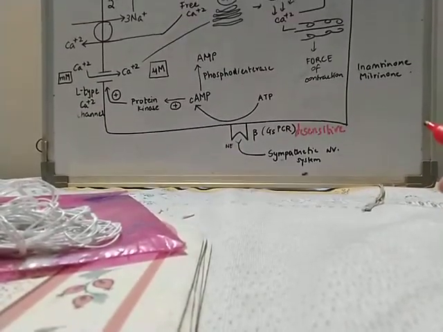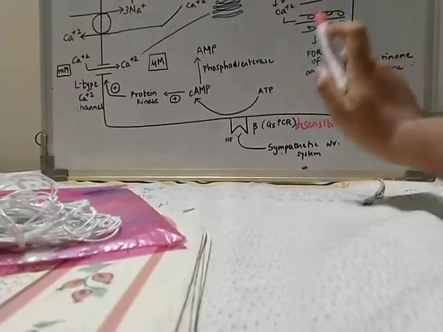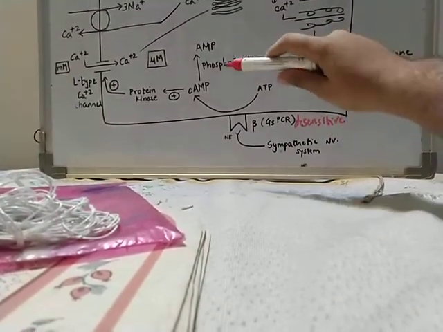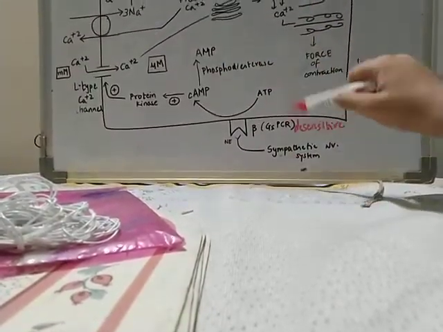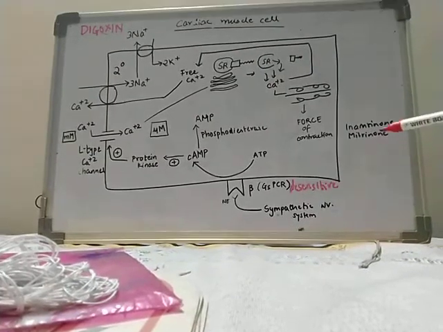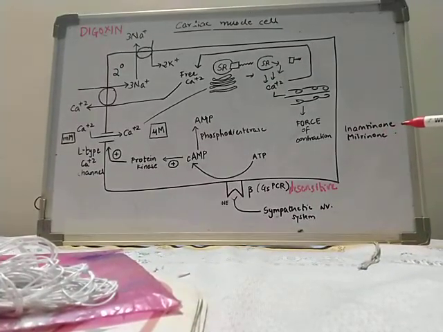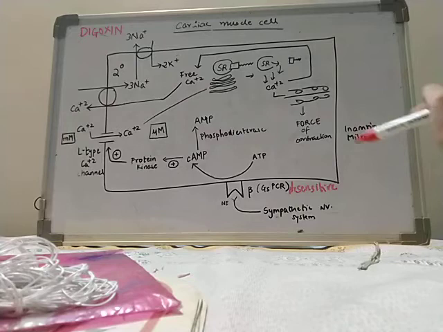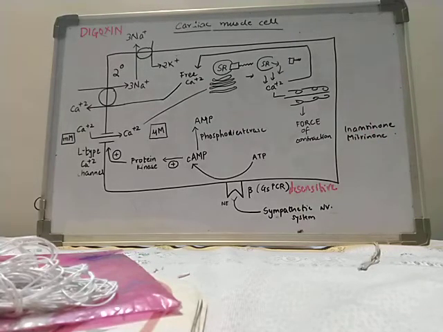Then another drug class came, phosphodiesterase inhibitors, which will not affect the beta 1 receptor, and they will lead to increase in force of contraction. These drugs are inamrinone and milrinone. These can be used. While we are going to discuss the major part, that is digoxin.